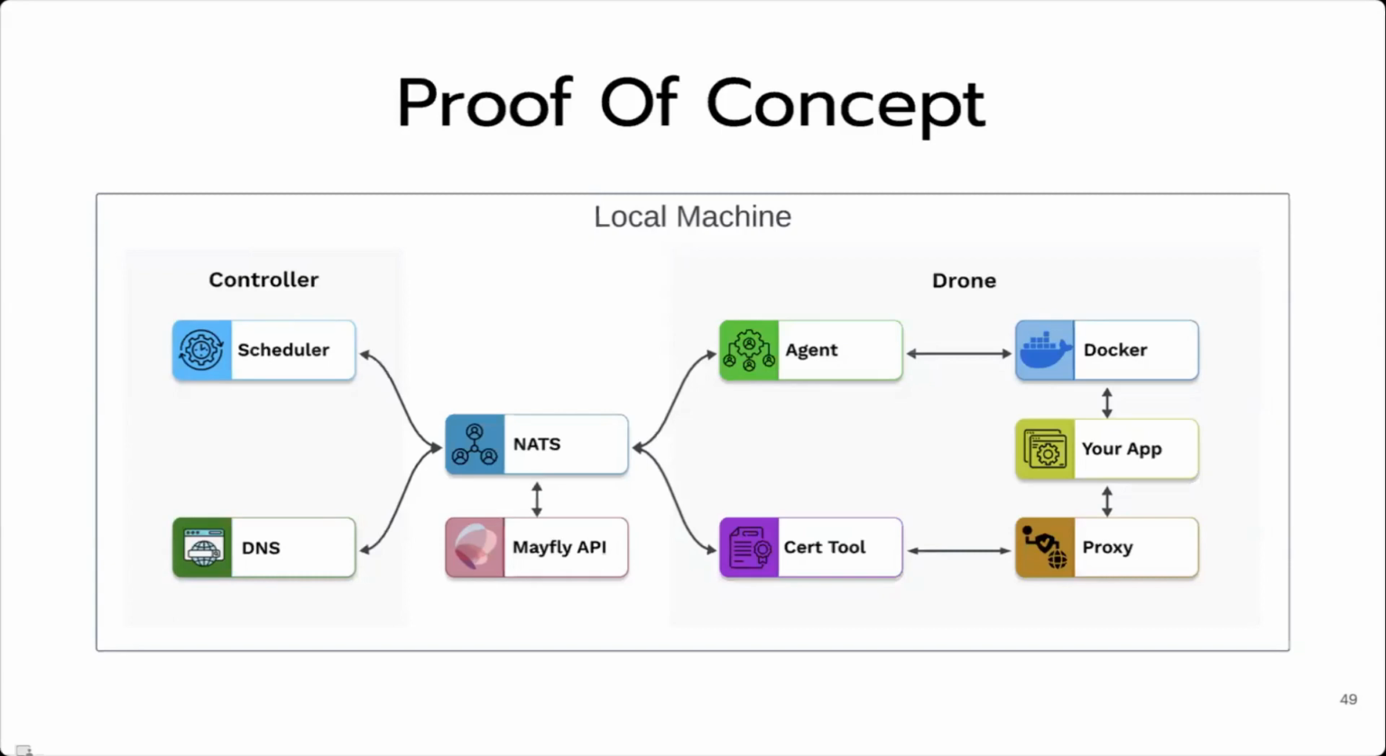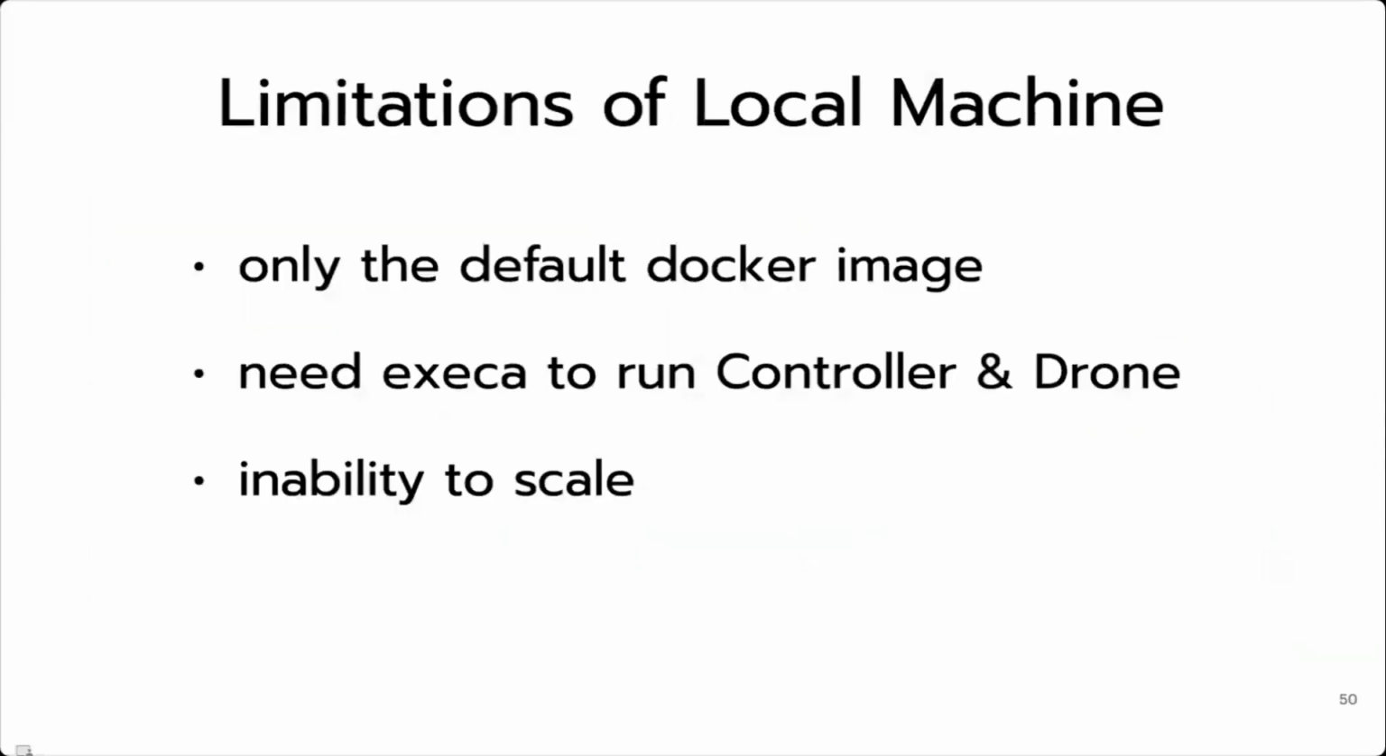Once we had all parts communicating with each other, the next step was trying to automate the shell commands. For this, we went with the npm package execa, which allows us to automate the execution of these commands every time we sent a request for a session backend. However, we quickly learned the limitations of this setup. Some of these limitations include only using the Docker image that the Plane configuration files are built around, the need for execa to run our controller and drone, and also the inability to scale. Nate is here to go over exactly how we overcame these.